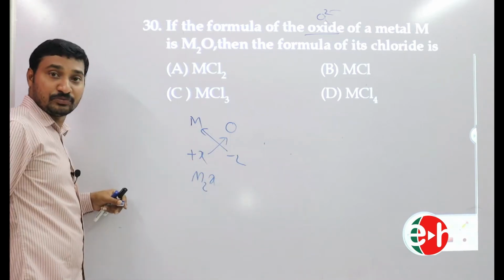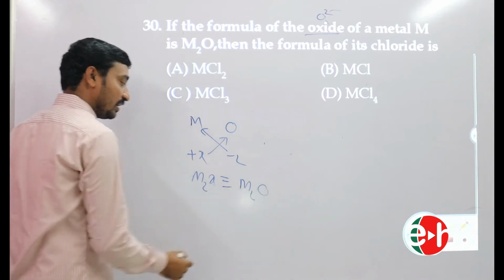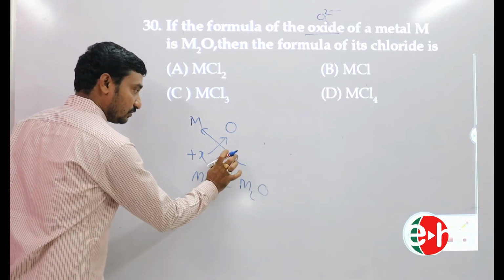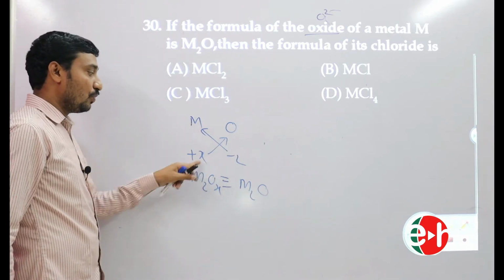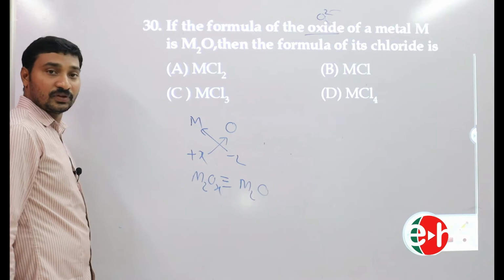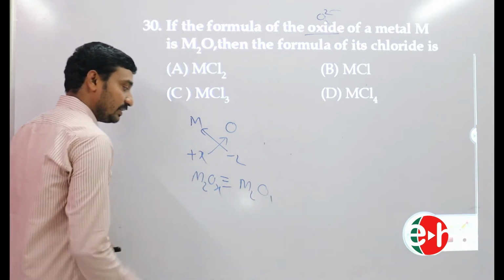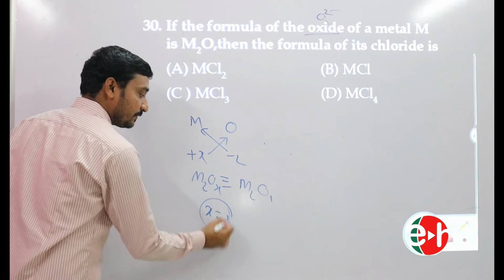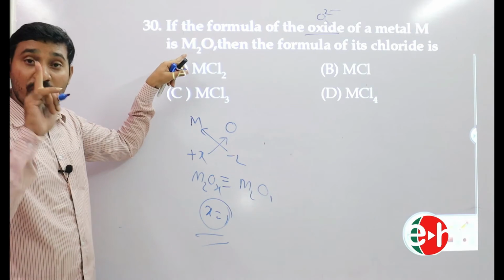M2OX, by the crisscross method. The given formula is M2O. Here M2, here O, 1. Then X equals what? 1. So the charge on the metal is 1.